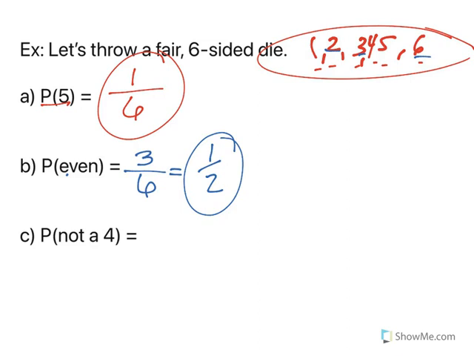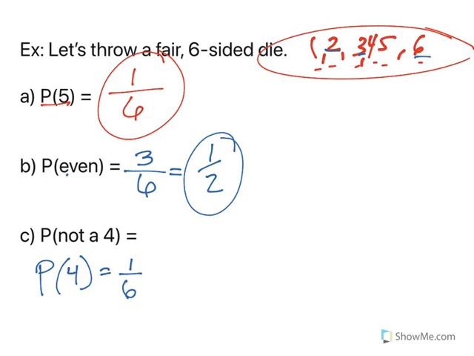Letter C, the probability of rolling not a 4. There are 2 ways to do this, but one of them is to just count. There are 5 numbers that aren't 4, so there we go. But sometimes we have a sample size that is pretty large. So if we ask, what is the probability of rolling a 4? That's 1 out of 6.